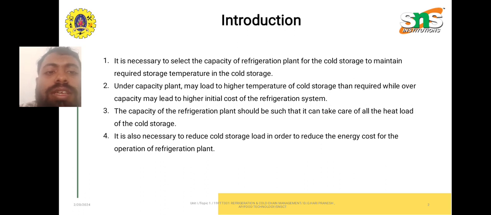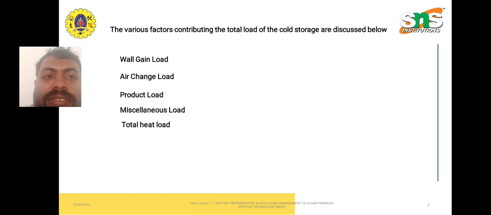It is also necessary to reduce cold storage load in order to reduce the energy cost for the operation of the refrigeration plant. The various factors contributing to the total load of the cold storage are discussed. They are wall gain load, air change load, product load, miscellaneous loads, and total heat load.